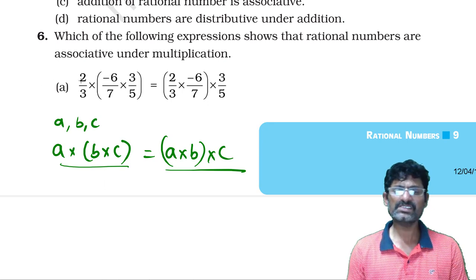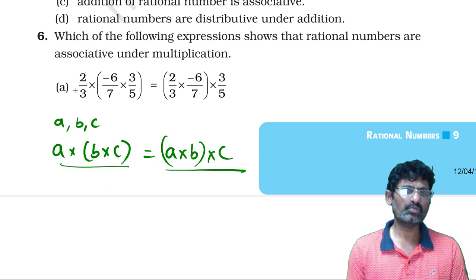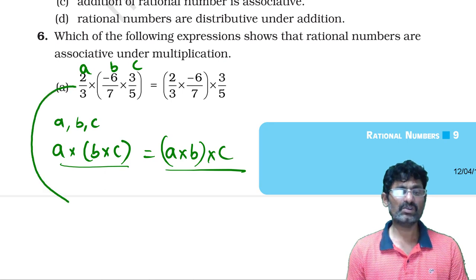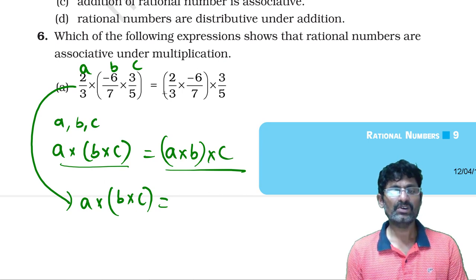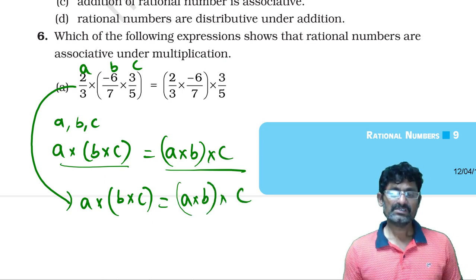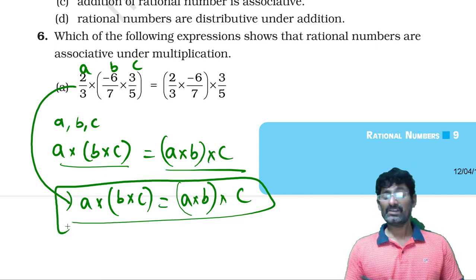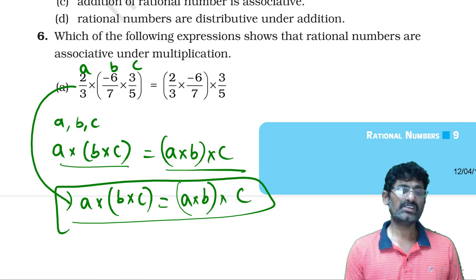Let us check whether option A is correct or not. Suppose we take 2 by 3 as A, negative 6 by 7 as B and 3 by 5 as C. Now let us see the right side value: 2 by 3, that is A, times negative 6 by 7, that is B, then times 3 by 5, which is C. Exactly, this is nothing but the associative property under multiplication. So option A is correct. Next, the seventh problem.